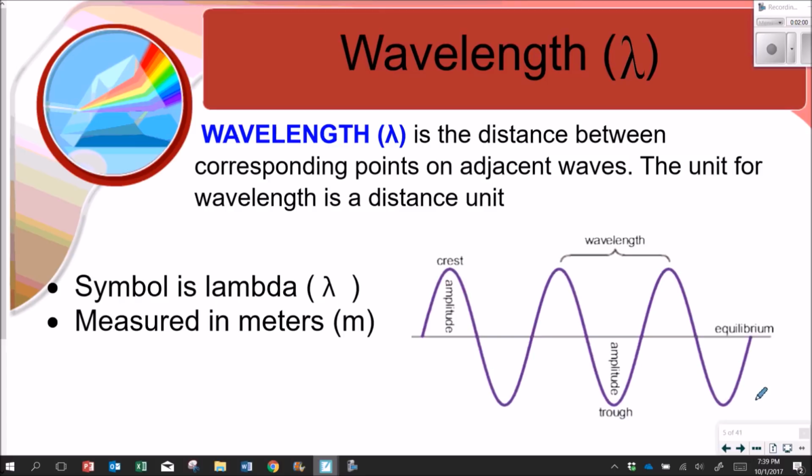Wavelength is the distance between corresponding points on adjacent waves. The unit for wavelength is a distance unit. The symbol is lambda, and it is measured in meters. So the wavelength could go from a crest to another crest. The crest is the highest point in the wave, or it could go from a trough to another trough. The trough is the lowest point in a wave.